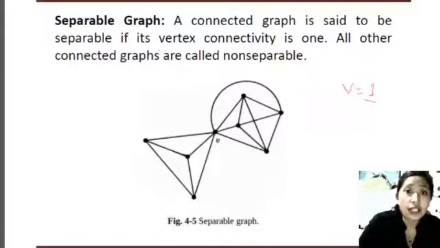And obviously a cut vertex is one vertex, removal of which makes your graph disconnected, which means that the vertex connectivity of your graph will be equal to 1. So for example, here in this graph we have a vertex V, and this vertex is a cut vertex because if we remove this vertex, then the entire graph will be disconnected. And this is a separable graph because it has a cut vertex, or its vertex connectivity is equal to 1.